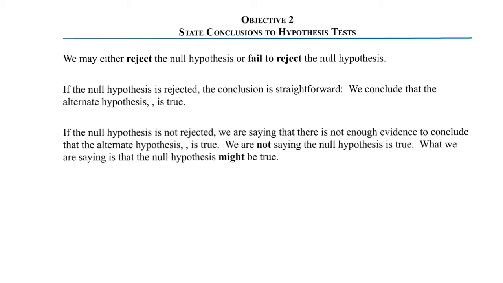A not guilty verdict doesn't mean that the defendant is innocent. It just means that the evidence wasn't strong enough to be sure of guilt. So not rejecting the null hypothesis does not mean that the null hypothesis is true. It just means that the evidence wasn't strong enough to reject it.